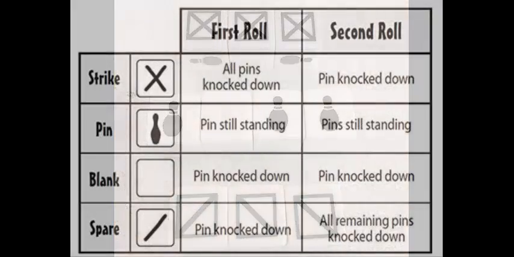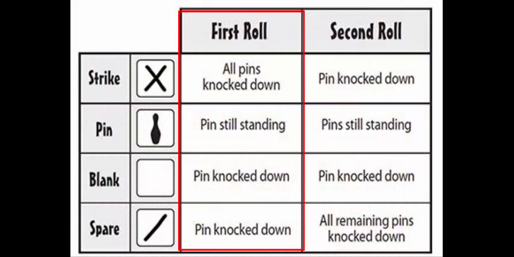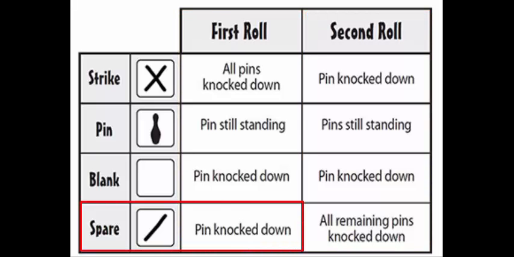So here's the rules. Notice there's a first roll rule and a second roll rule. Meaning if you roll and you get a spare symbol in the first roll, you obviously can't get a spare in the first roll. Knocking all of the pins down is called a strike in the first roll. So if you get a spare symbol in the first roll, that just counts as a pin knockdown. Versus in the second roll, you cannot get a strike. So that counts as a pin knockdown.